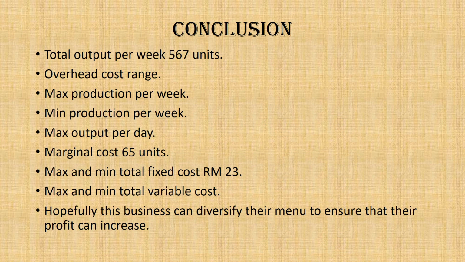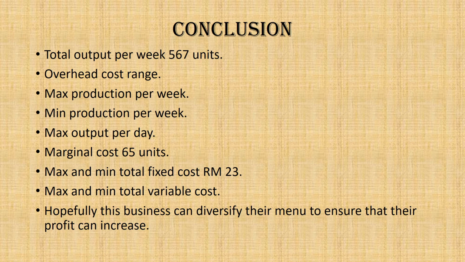Our conclusion. From the data that our group got from the owner, we can conclude that the total output gained in a week is around 567 units. The overhead cost ranges from 131 to 287 ringgit. The store can produce a maximum production of 570 units with an overhead cost of 275 per week, while the minimum production is 520 units with an overhead cost of 210 per week. From the data, we know that the minimum output the store can produce in a day is 45 units, which is on Friday, while the maximum output produced in a day is 110, which is on Monday.